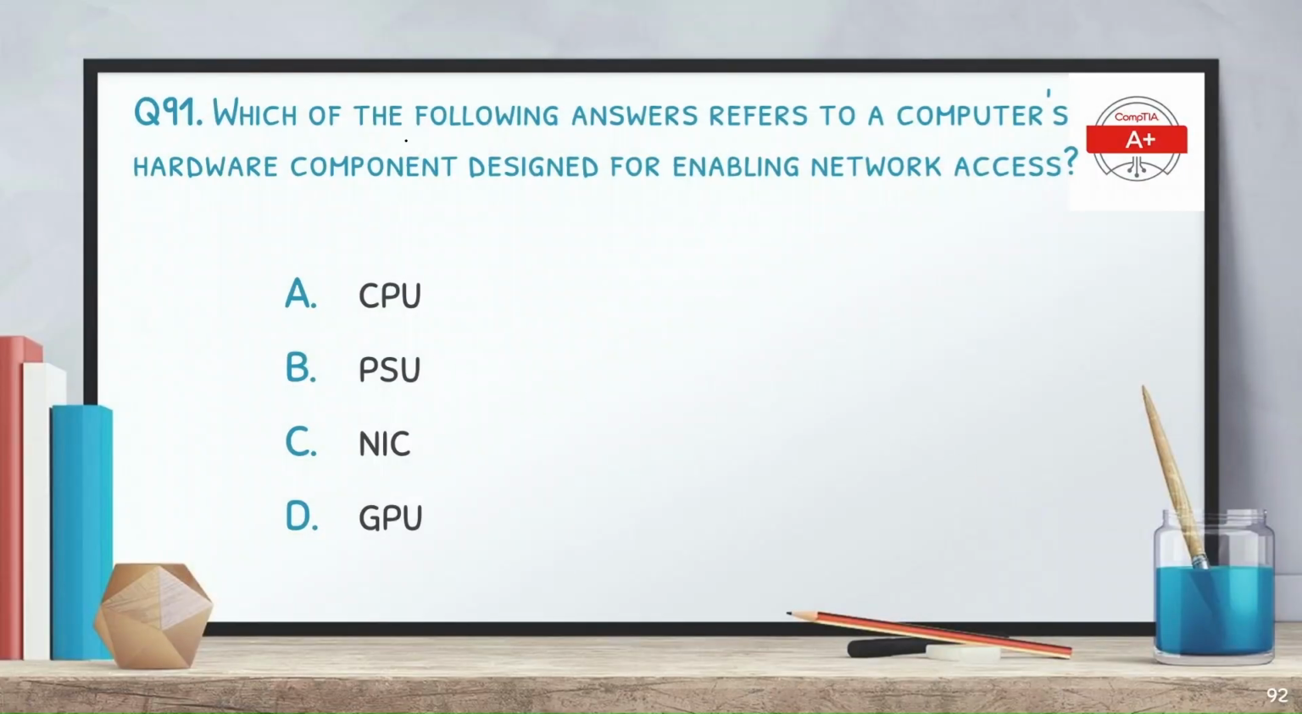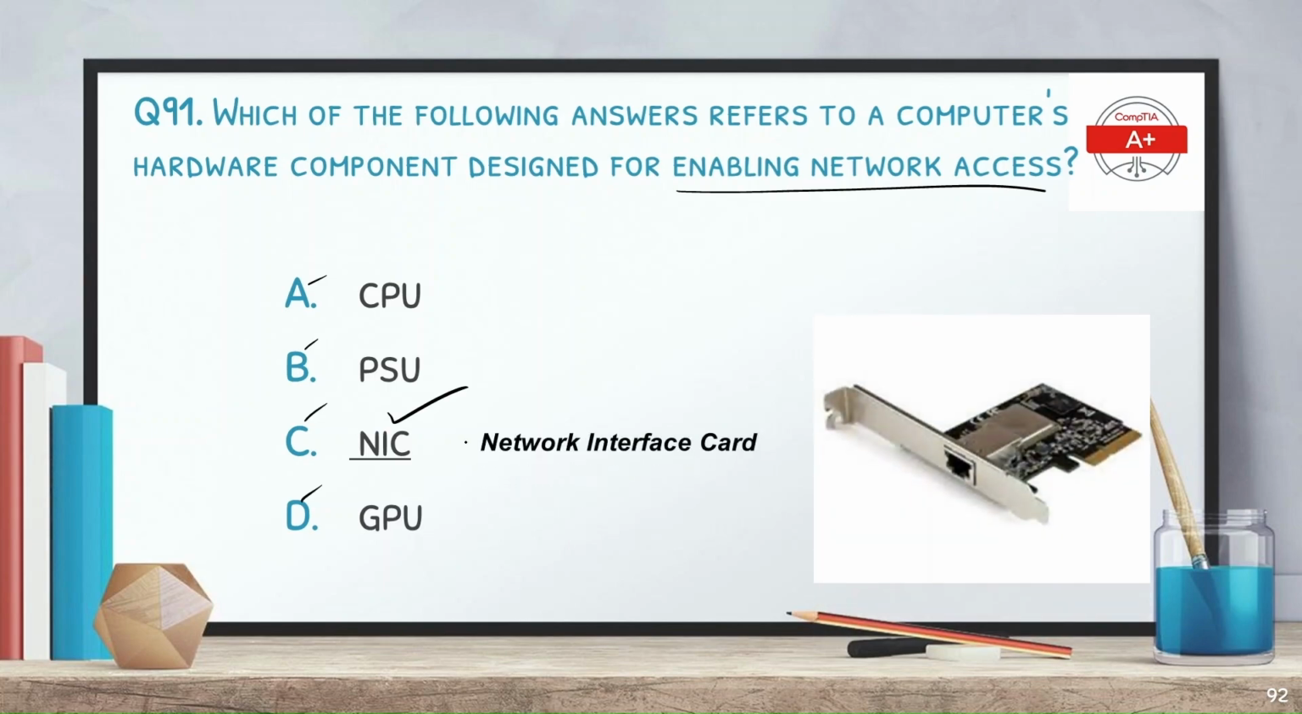Question number 91 is that which of the following answers refer to a computer's hardware component designed for enabling network access? Options are A, CPU, B, PSU, C, NIC, and D, GPU. The correct option is the NIC or network interface card. So the network interface card, as we can see here, is basically used for enabling the network connection on a computer.